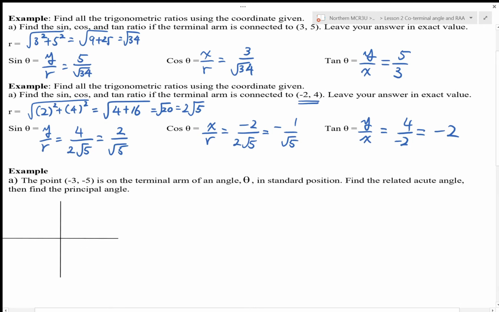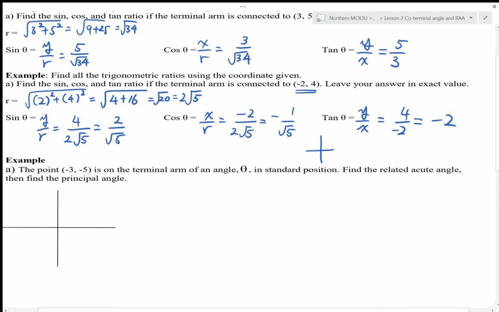If you think about it, it makes sense because the point here is located at negative 2, 4, which is right there, and that's the second quadrant. According to the CAST rules, in the second quadrant, only the sine ratio will be positive, and cosine and tangent will be negative.